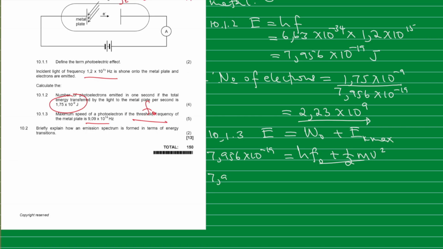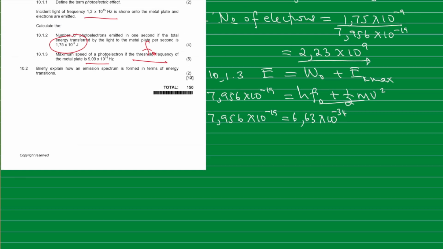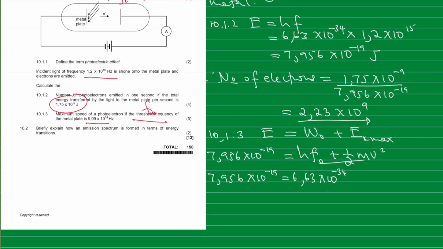So we've got 7.956 times 10 to the power negative 19 is equal to h, which is 6.63 times 10 to the power negative 34. These are constants, and you'll be given them in your table. We have got Planck's constant over here, and you also have the electron mass, which we are going to substitute. You can always refer to your formula sheet. I just know them by heart now from memory, so there's no problem with that.